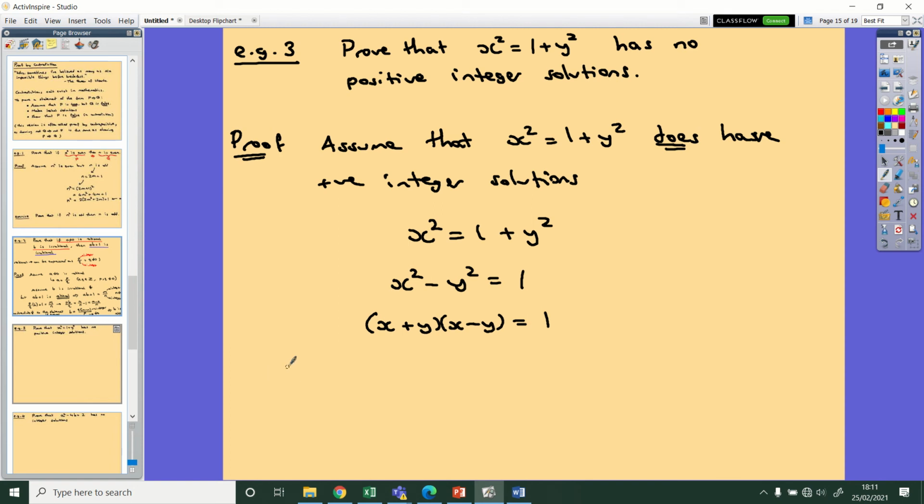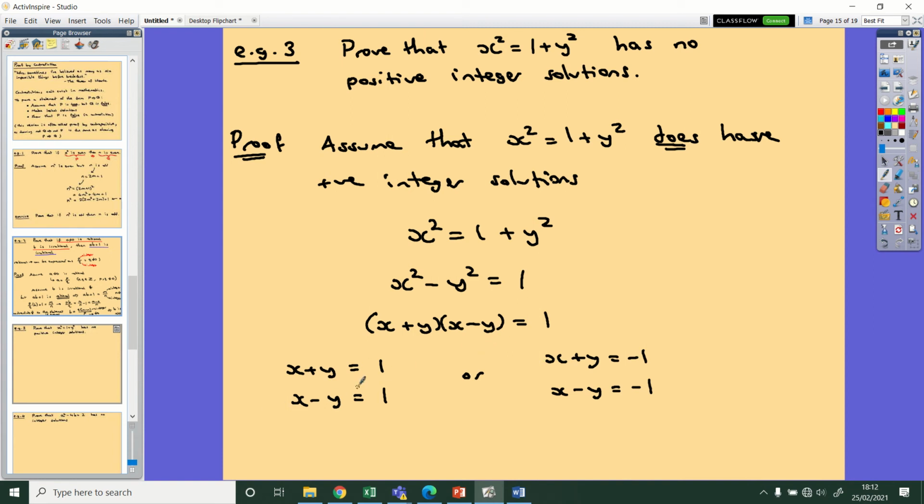So either x plus y is 1 and x minus y is 1. Okay, bear in mind these brackets are integers, that's the only thing that it could be. Or they could possibly both be negative 1. So let's write that as well. Okay, so these are the 2 cases that we've kind of broken this down into. And we're going to show that in each case we get something contradictory.